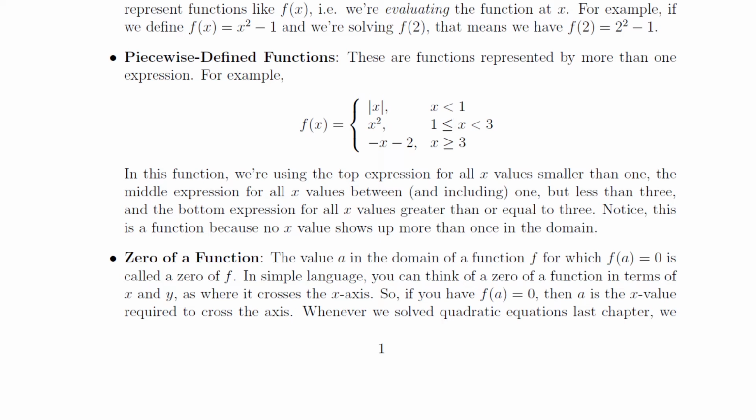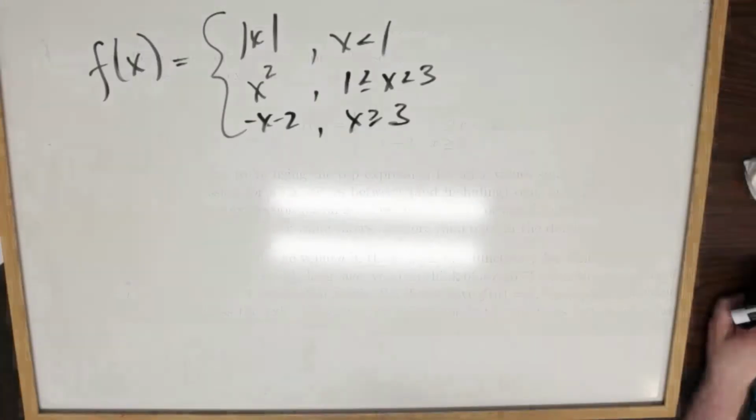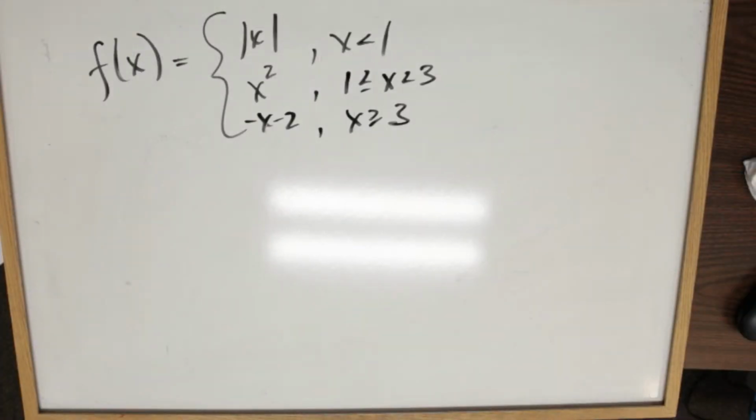X less than 1, x squared. I probably should have picked an easier example here to demonstrate what I'm referring to. Minus x minus 2, x greater than or equal to 3. Okay. So let me go to the whiteboard here, and I'm going to show you how to graph one of these.